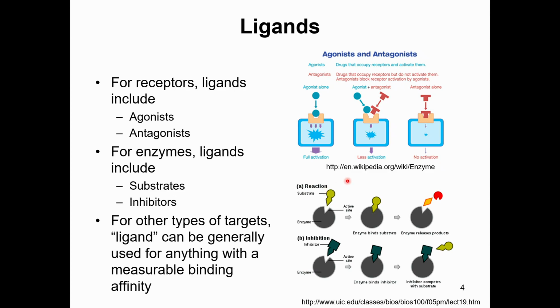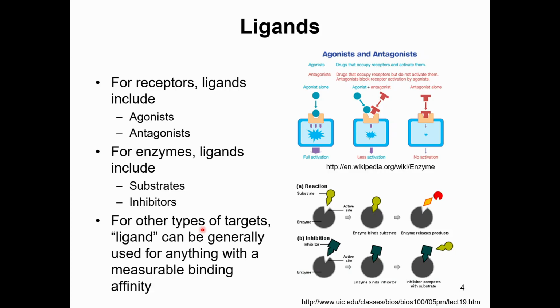A little bit more about ligands. For receptors, the ligands, the drugs, are typically agonists or antagonists. They activate or they inhibit. For enzymes, we have substrates. That's the endogenous entity that the enzyme acts on. And then we have inhibitors, so we can inhibit enzymes. But basically, anything that we can measure an affinity for, we can use ligand-target science to figure it out.